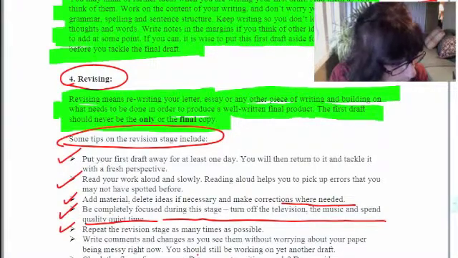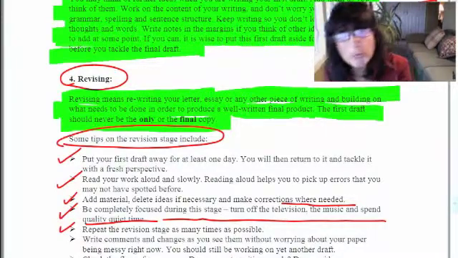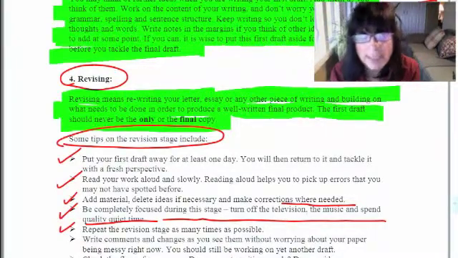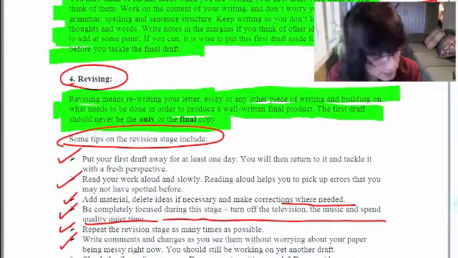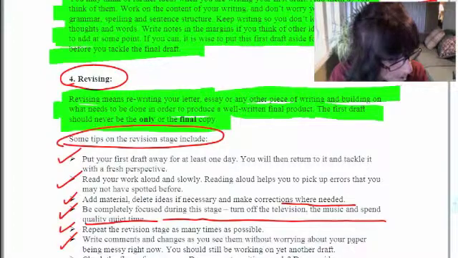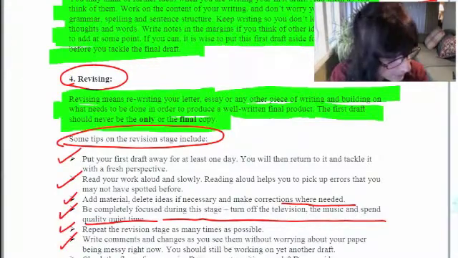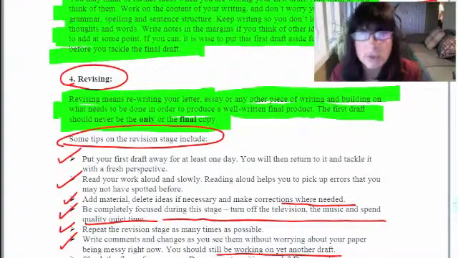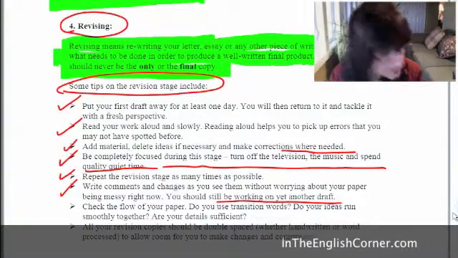Then you repeat the revision stage as many times as possible. So you read it, you're not happy, you rewrite it, or go back on the computer, add ideas, change it up, move paragraphs around, keep working at it, and then put it aside again. You can write comments and changes as you see them without worrying about your paper being messy. Doesn't matter. It's still a revision. It's still rough. And make changes because you're still working on yet another draft. The more drafts you write, the better you'll get. I know it is time consuming, but you need to make time for that if it's an important piece of writing.